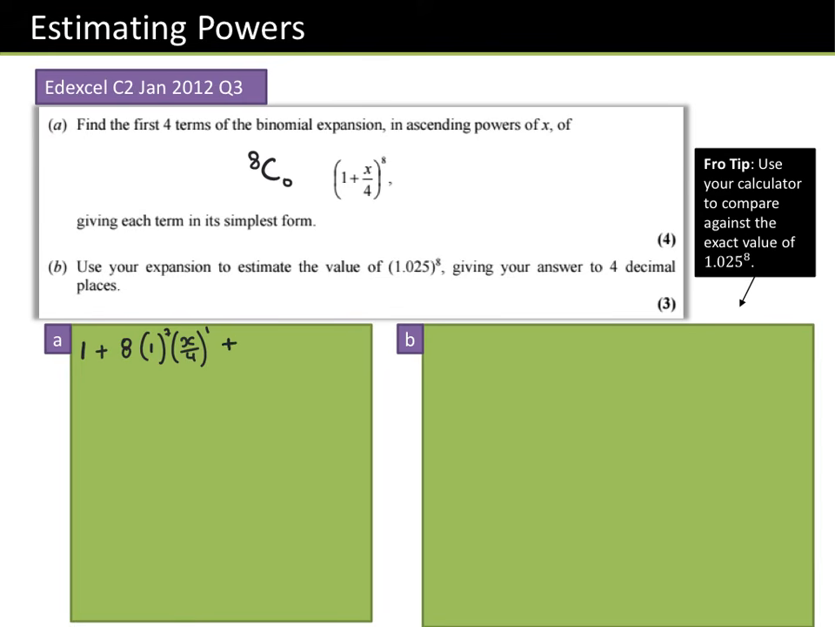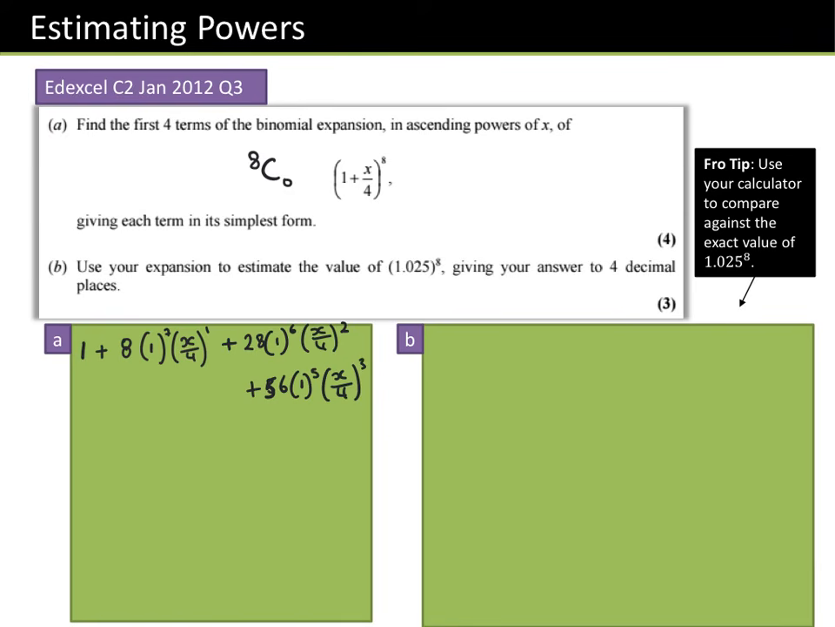is 8C2, 28, multiplied by 1 to the power of 6 times (x/4) squared. And then the third term is 8C3, 56, lots of 1 to the power of 5 times (x/4) cubed.